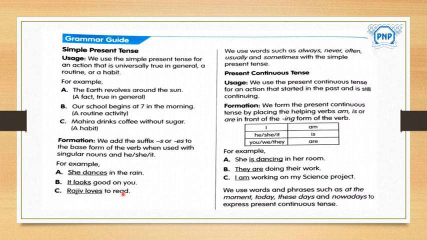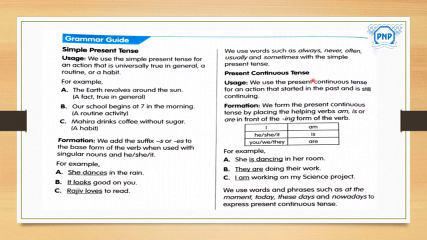It is really very important to have good knowledge of all these tenses, so that we can write any essay, letter, passage, email without any mistake. Here we use words such as always, never, often, usually, and sometimes with the simple present tense. Okay, now usage, how it is used.